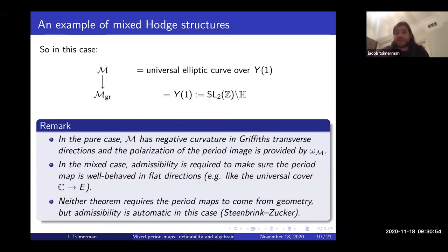And so you don't need to come from geometry. Again, both theorems work. Everything works perfectly well if you look at abstract admissible maps. But if you have geometry, then results of Steenbrink and Zucker tell you that you are admissible. And so this kind of weird thing doesn't happen.